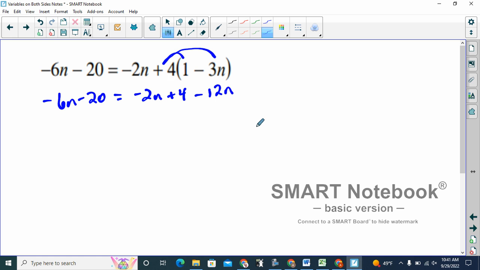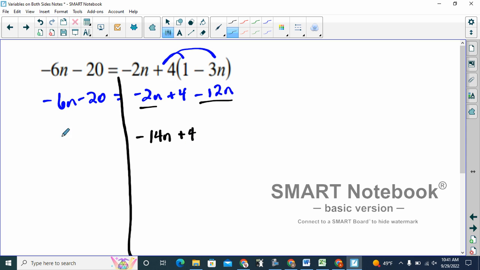Step 2 says to combine any like terms. So I'm looking at each side of the equal sign. My equal sign's right here. Nothing to combine on the left side. I do have some n's that I can combine on the right side. So negative 2n minus 12n. Negative 2 minus 12. If they're both negative, we need to add them. 2 and 12 make negative 14n. This plus 4 just comes down. There's nothing to combine that with. This side says negative 6n minus 20.